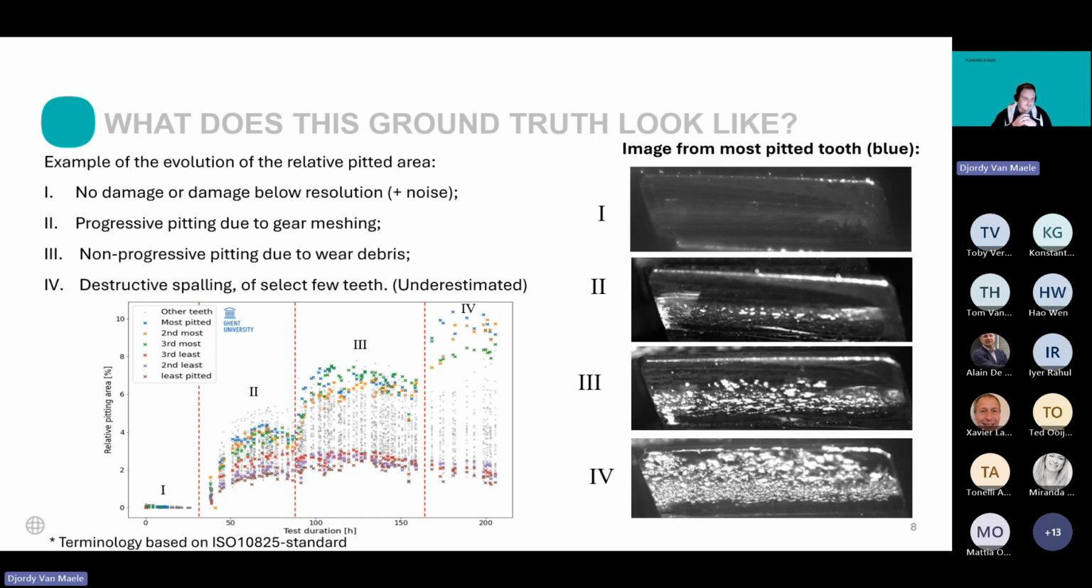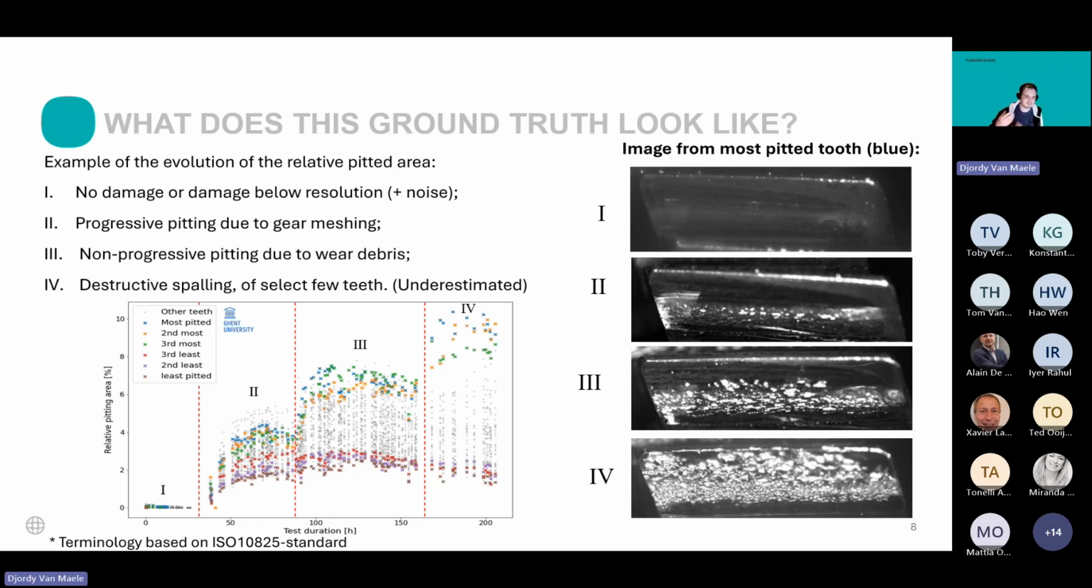So what you can see now on the screen is a graph of the evolution of the relative pitted area. So total pitted area relative to the total tooth flank area, and how this evolved over time. And we did this for every single tooth on that gear. What we saw is, at the start, we don't see much. It's a healthy gear, there's no damage yet, or the damage is that small we could not see it with the camera yet. After some time, we started seeing that all the pits started to evolve in the same way, and we had some progressive pitting below the pitch line, which was just the result of gear meshing, which is to be expected after a certain amount of time.